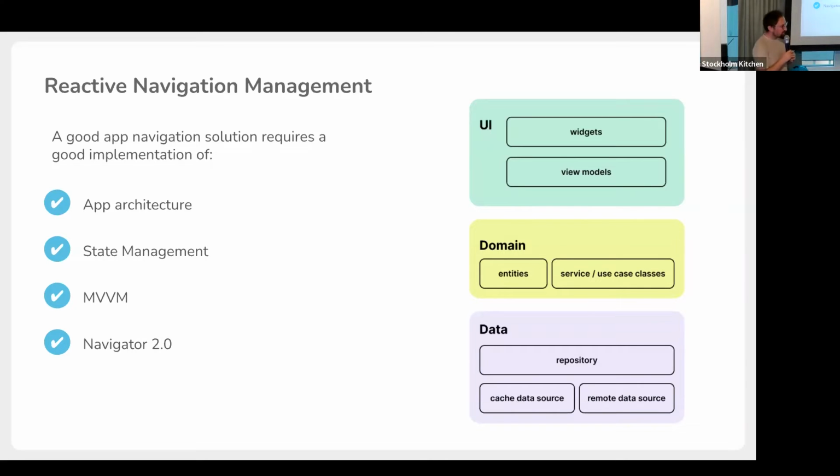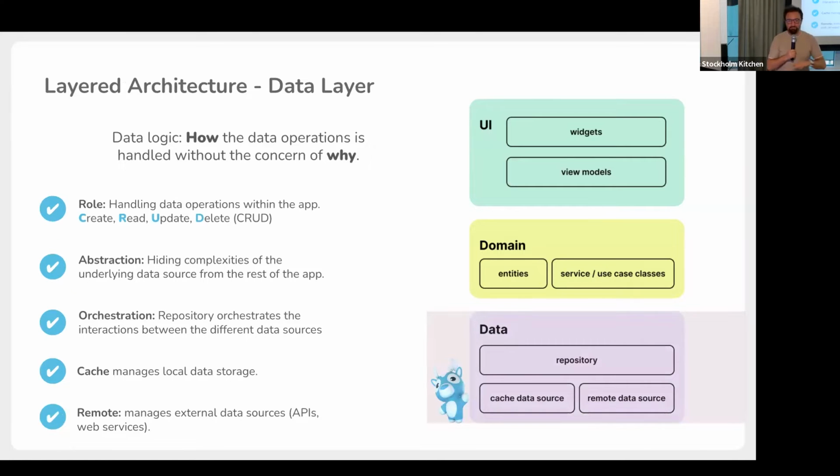So having a good navigation solution requires a good understanding of application architecture, state management, the MVVM pattern, and Navigator 2. We will go through these. These are, for many people, very simple things, but I just want to go through them because there are people at different levels. This is how I summarize a good architecture according to my experience. So let's start with the data layer.